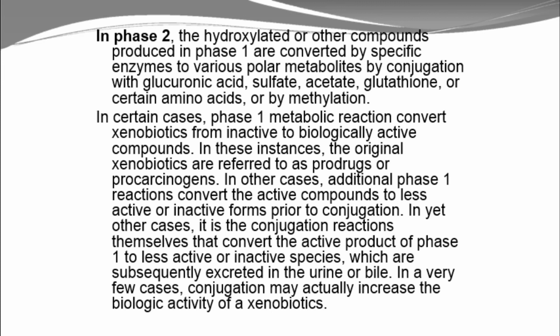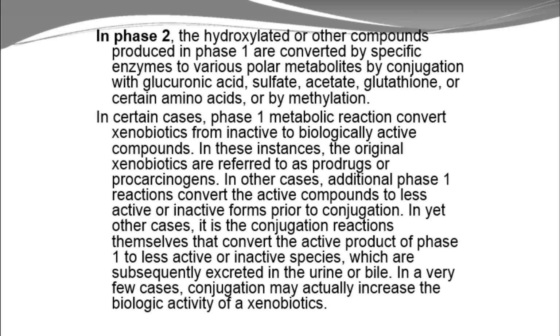So in certain cases, what happens during phase 1, some of the xenobiotics may be converted and may be made inactive. In these circumstances, the original xenobiotics that become inactive are referred to as prodrugs or procarcinogens. In other cases, during phase 1 reaction, active compounds can be converted into less active or inactive forms before the process of conjugation.